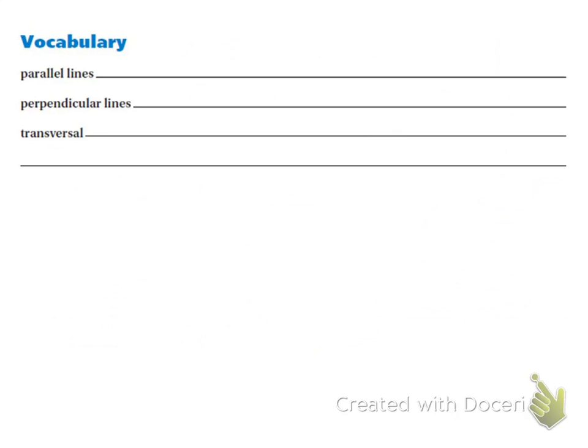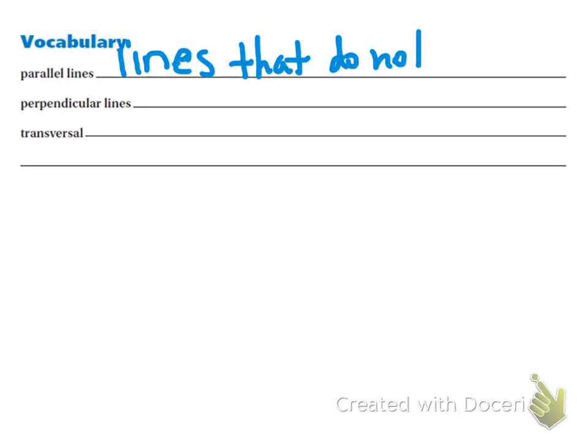Vocabulary word we have on our Learn It is parallel lines. Well, we know those are lines that do not intersect or touch. Intersect would be the appropriate math term. So lines that do not intersect. So what are perpendicular lines? Lines that intersect at 90 degrees.